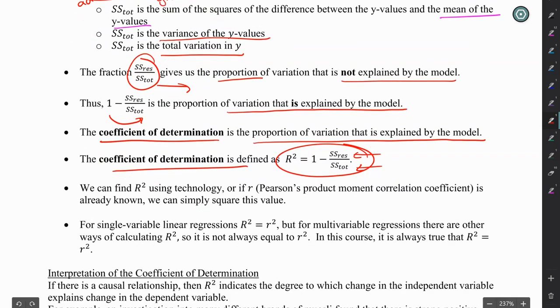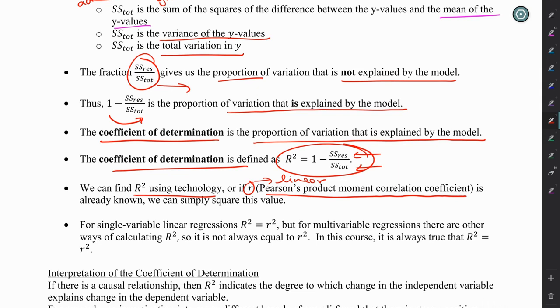So we can find r squared using technology. Certain models, when you do them in the graphing calculator, will give you an r squared value. Or if it's linear and we're given an r value, the r value is Pearson's product moment correlation coefficient. We talked about that in a previous lesson.